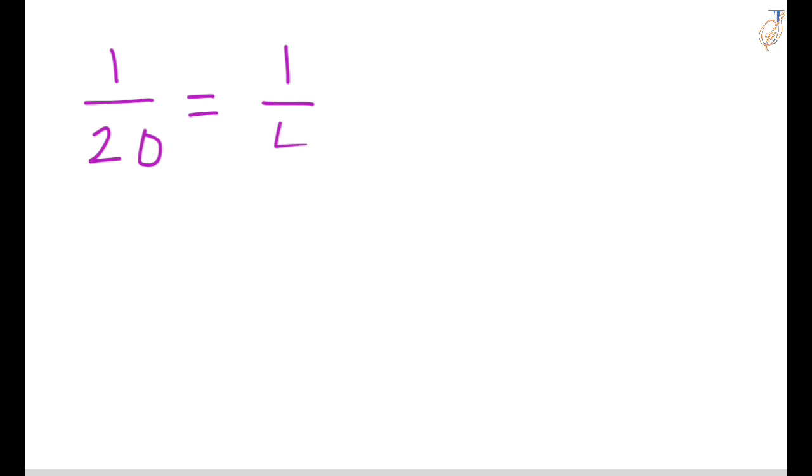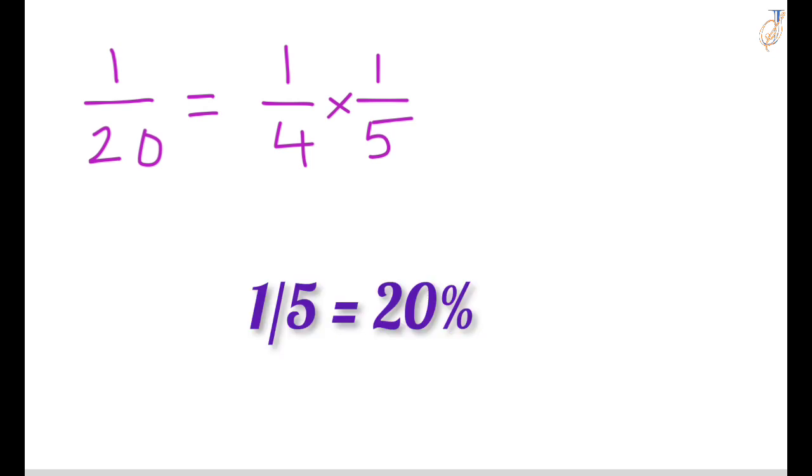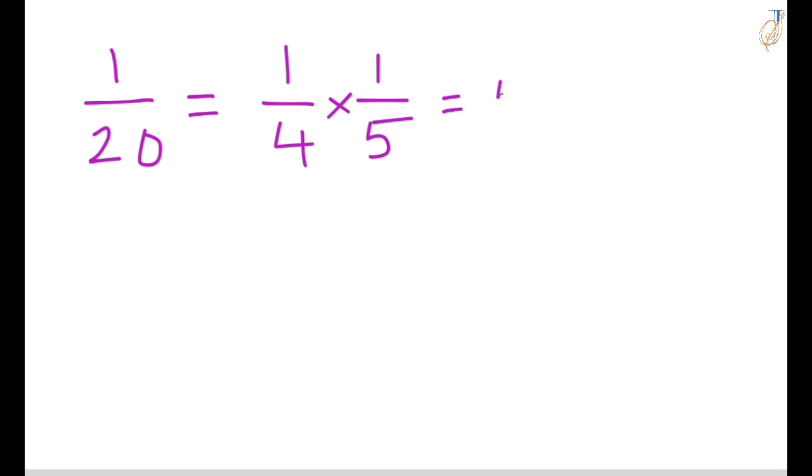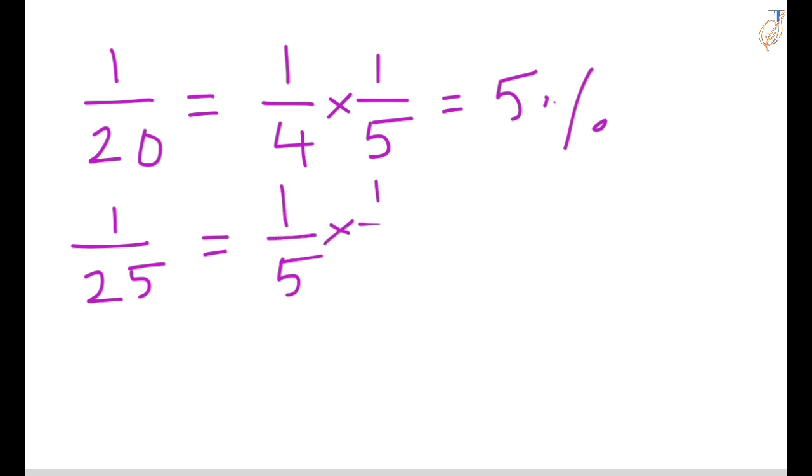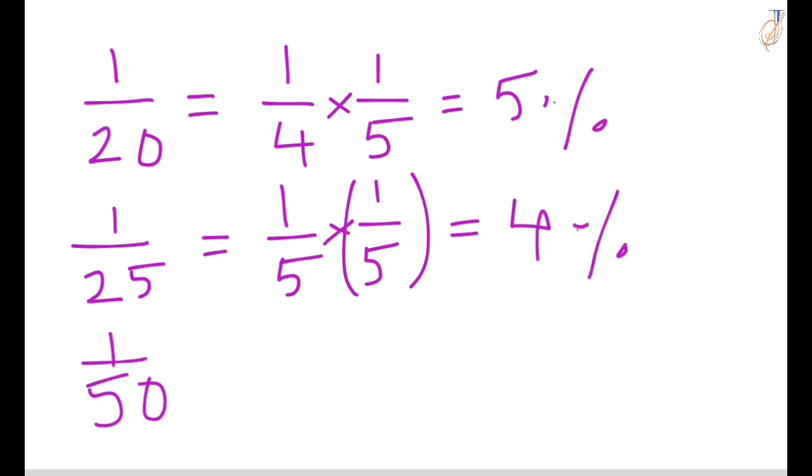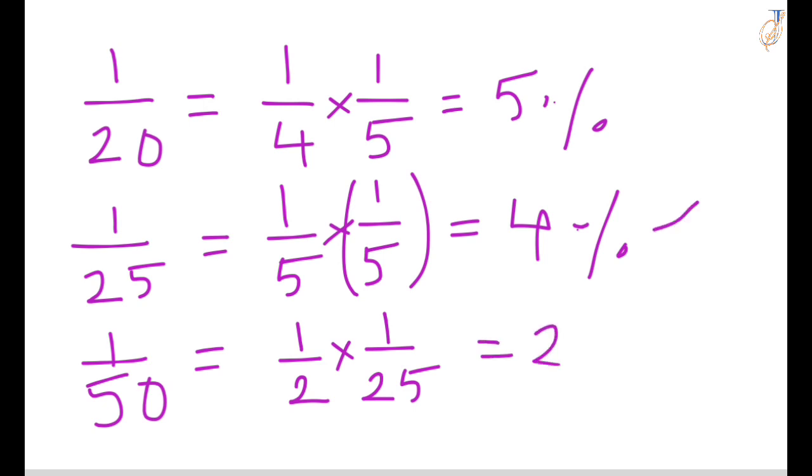Now we will see 1 by 20. 1 by 20 we can write as 1 by 4 times 1 by 5, so that means 1/4 of 1 by 5. We know that 1 by 5 is equal to 20%, so 1 by 4 of 20% is 5%. 1 by 25, we can write as 1 by 5 times 1 by 5. The 1 by 5 value is 20%, so 20 divided by 5 is 4%. Next, 1 by 50. This 1 by 50 we can write as 1 by 2 times 1 by 25. 1 by 25 we know is 4%. Half of 4 is 2%.